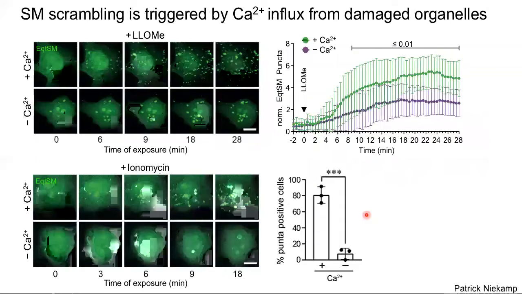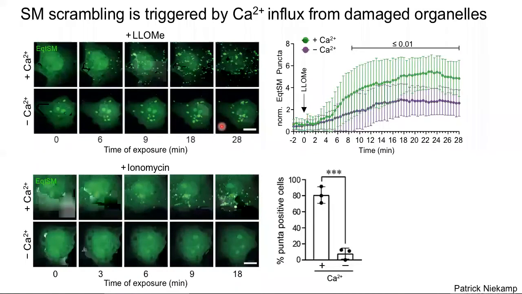Now, as you have heard, an influx of calcium has been widely recognized as a key trigger in the detection and repair of membrane injuries. So we wondered whether calcium also played a role in the damage-induced translocation of sphingomyelin. And the first indication that this indeed may be the case was a finding that cells pre-treated with the lysosomal calcium chelator BAPTA show a greatly reduced number of equinatoxin positive puncta that cells show in response to the lysosome damaging drug LLOME when compared to controls.